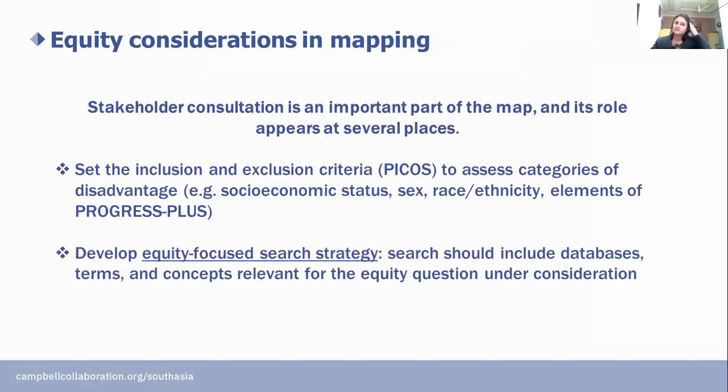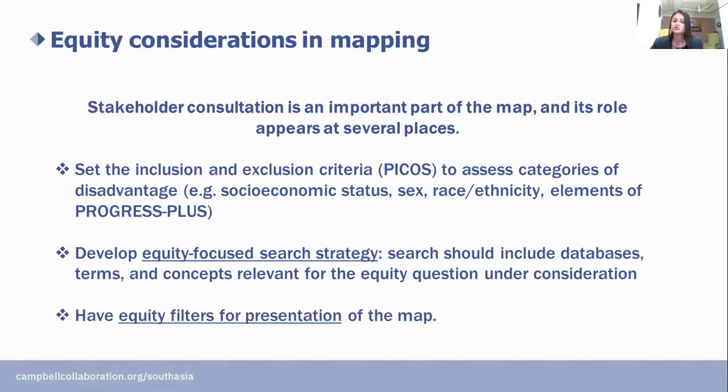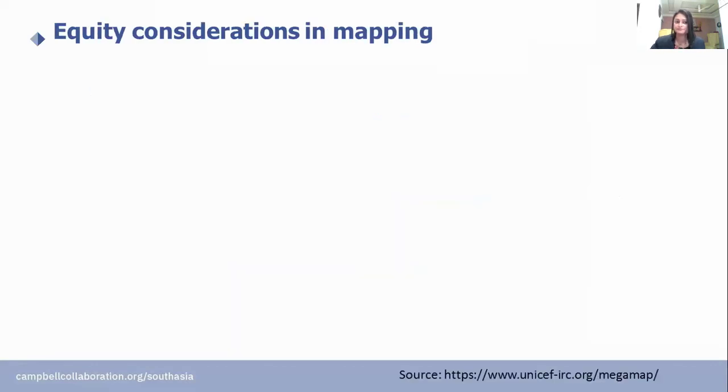What is equally important when we say equity consideration in mapping is, of course, that stakeholder considerations play an important role whenever you're setting your framework, both the primary and secondary dimensions, and you want to include an equity component in that. Important criteria: we have to be very careful while setting our inclusion and exclusion criteria, so that we include categories that include disadvantaged populations in the form of socioeconomic status, race, gender, and elements of PROGRESS-Plus, of course. We have to be very sure that we develop an equity-focused search strategy that includes databases, terms, and concepts that are relevant to equity questions. And of course, we need to have equity filters for the presentation of the maps.